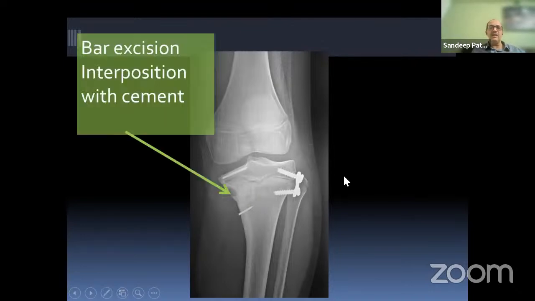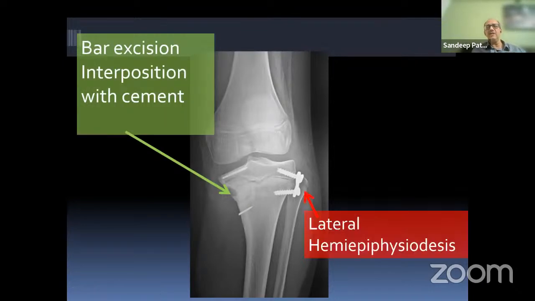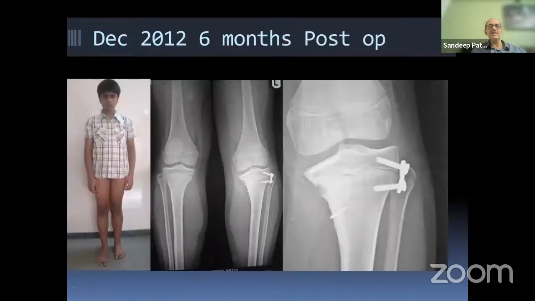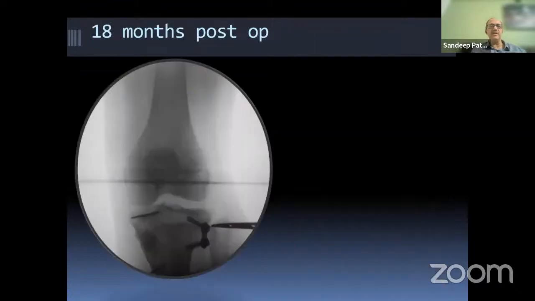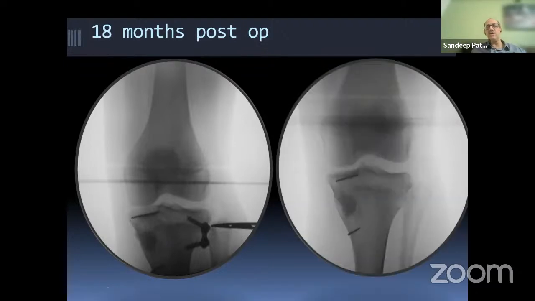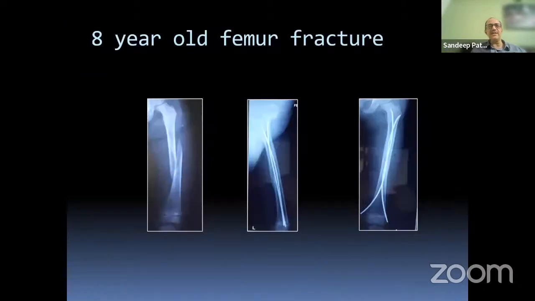And over the years, slow correction, lateral hemiepiphysiodesis, 6 months post-op, not much correction, but 12 months post-op, you can see decent correction, and 18 months post-op, you can see the cement has also moved away, growth has restored, and the alignment is pretty good. And then that was a longer follow-up where you can see the markers also growing away from each other. And then we removed the growth modulation device.